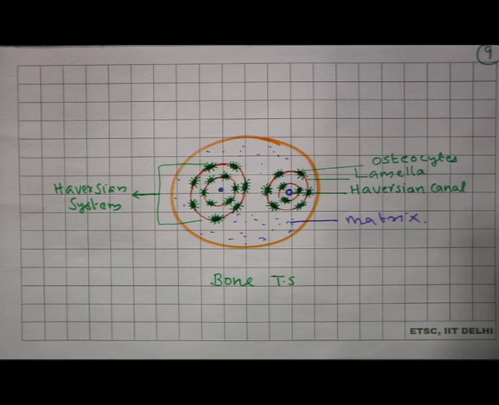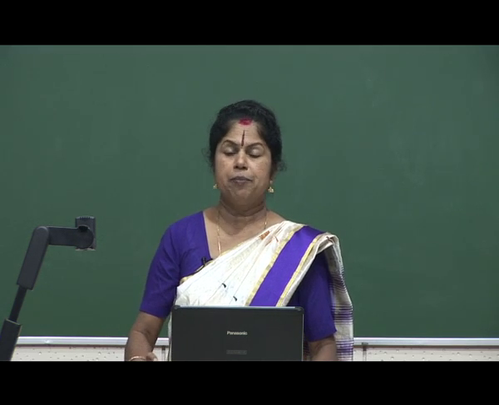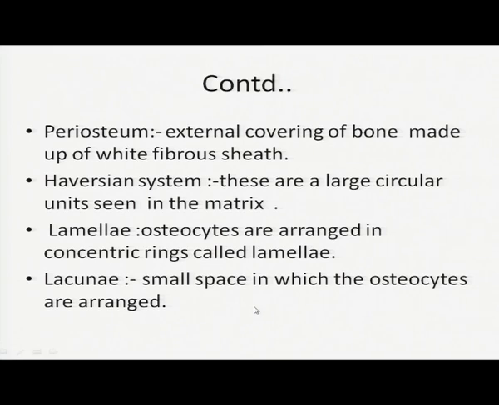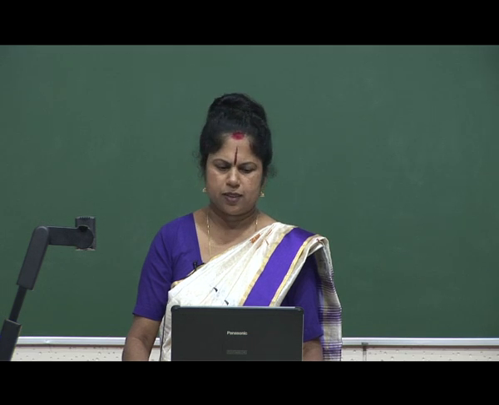Then each of these osteocytes, when you are observing, they are arranged in an empty space, and that empty space in which the osteocytes are arranged is known as the lacunae. Lacunae means empty space, and this space is not empty, but it contains the bone cells, that is the osteocytes.